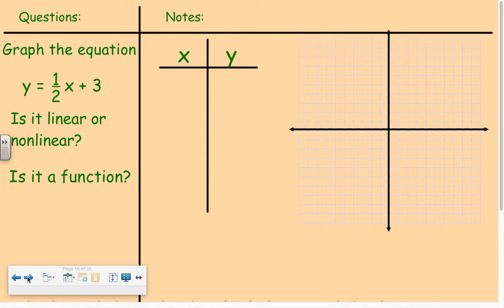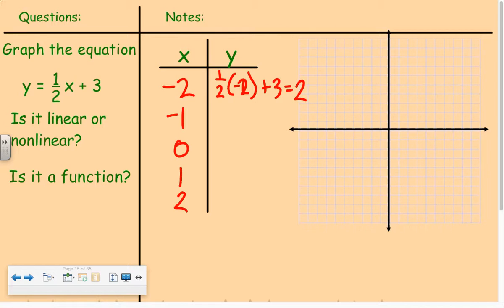All right, 1/2 x plus 3. Now we can go back to our regular table, -2, -1, 0, 1, and 2. So 1/2 times -2 plus 3. Well, half of -2 is -1. -1 plus 3 is 2. Half of -1 is -0.5. -0.5 plus 3 would be 2.5. Half of 0 is 0, plus 3 is 3.